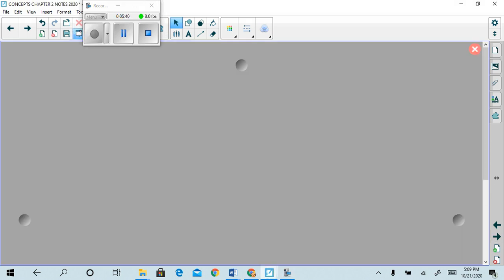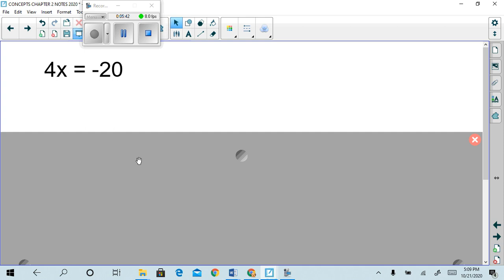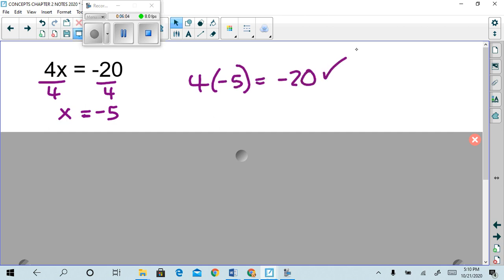In this next problem, you're going to see a multiplication. 4 times x is negative 20. So the inverse of multiplication is division. Let's divide both sides by 4. And negative 20 divided by 4 is negative 5. Should we check? Yes. 4 times a negative 5 multiplied together gives me negative 20. It checks.